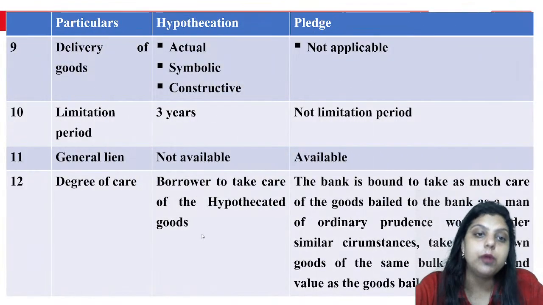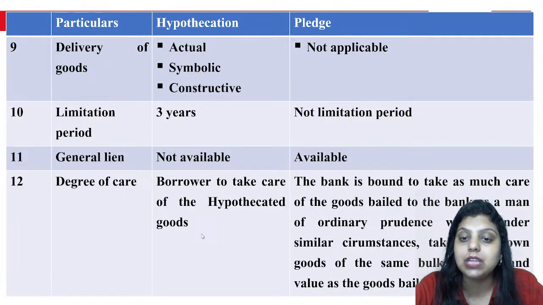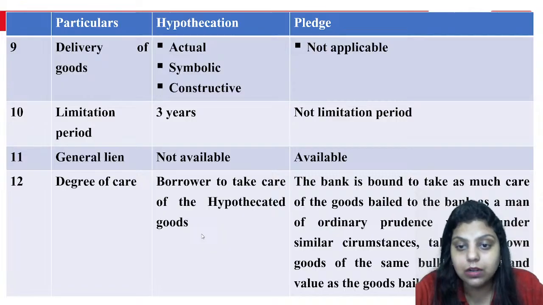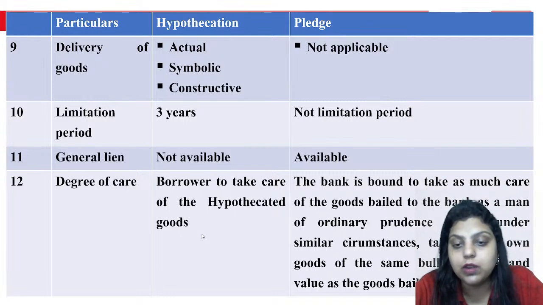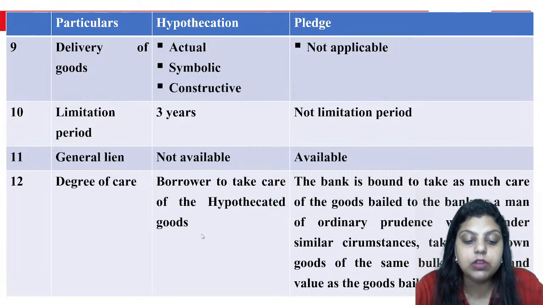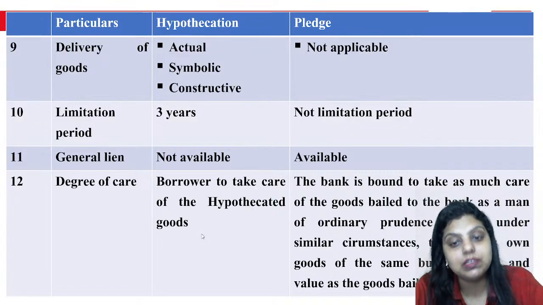When we talk about the delivery of goods in a hypothecation, it can be symbolic, it can be constructive, but in pledge it's not there. Then the limitation period for hypothecation will be 3 years, but in pledge no such limitation period is there. In general lien, in case of hypothecation, it's not available to perform the general lien, but in case of pledge, it is available.